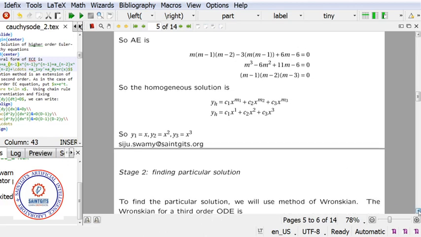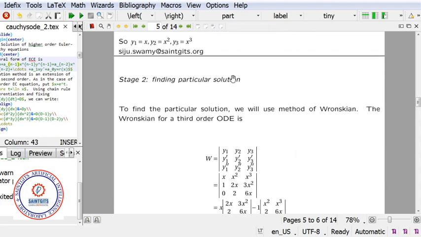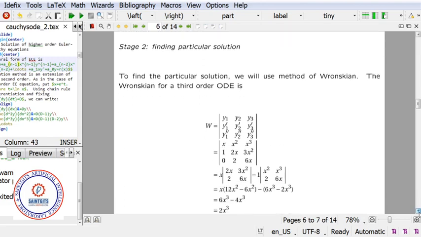Now we simply recollect the formula to calculate the Wronskian. For a third order ODE, the Wronskian should be a 3 by 3 determinant. First row are the solutions, second row are derivatives of the solutions, third row are second derivatives of the solutions. So I write the formula for the Wronskian. Then I substitute the values. y1 is x, y2 is x square, y3 is x cube.